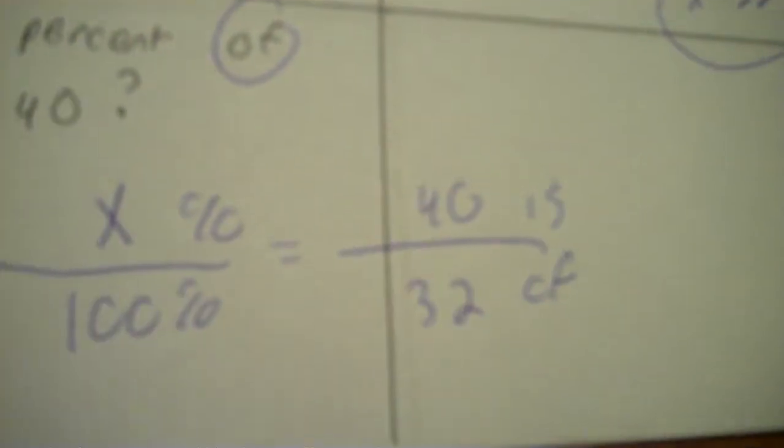100% percent is over of. Okay, this time I don't have my percent, so that's x. After of, it's 32, and is 40. So I should get a percent bigger than 100. I mean, 40 is bigger than 32. This percent should be bigger than 100.